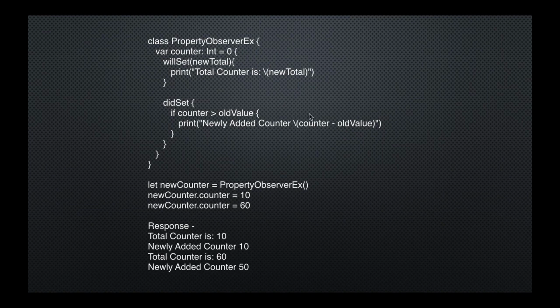60 minus 10. So even if we don't use counter, we can use newValue over here. If newValue is greater than oldValue, we can write like this as well. newValue and oldValue are predefined, they are already there, you don't have to define them. Okay, so oldValue represents the last value, and newValue represents the current set value. So this is how willSet and didSet work.